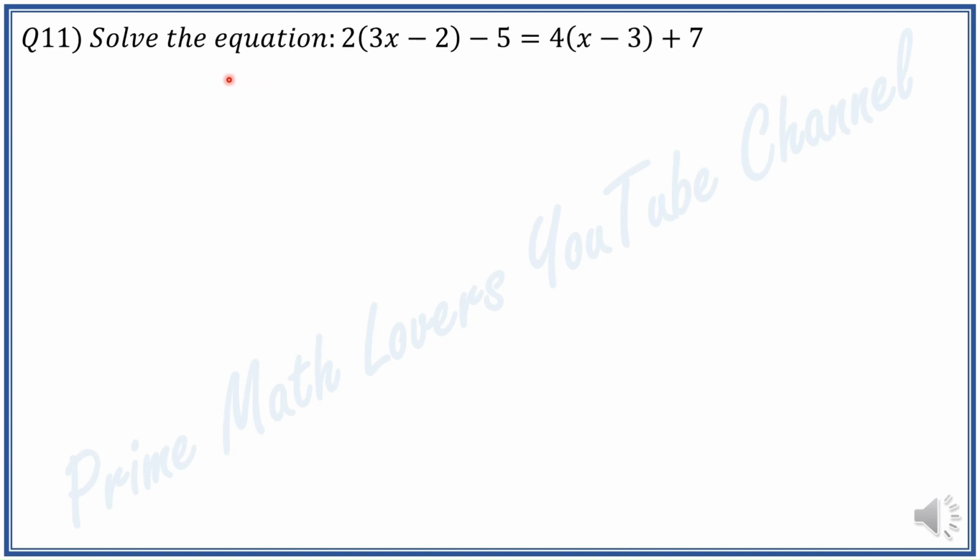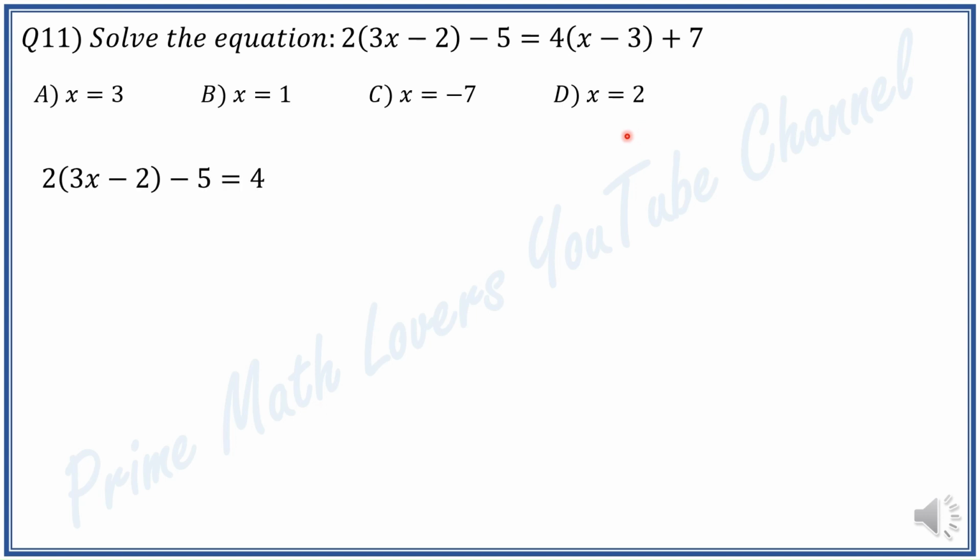Question 11. Solve the equation 2(3x - 2) - 5 = 4(x - 3) + 7. Answers are x = 3, x = 1, x = -7, and x = 2.